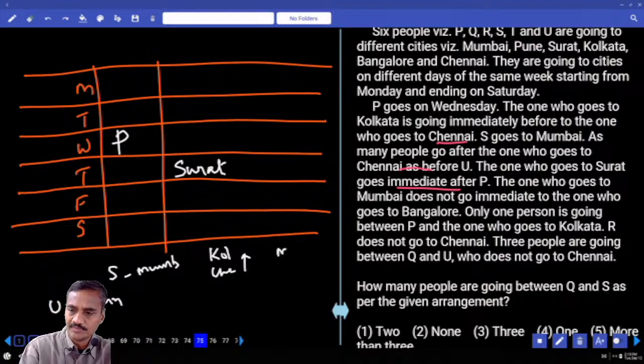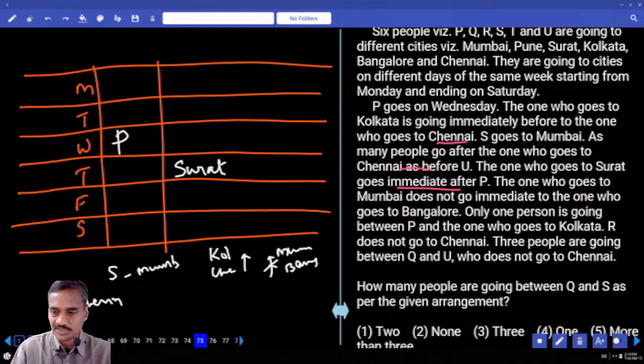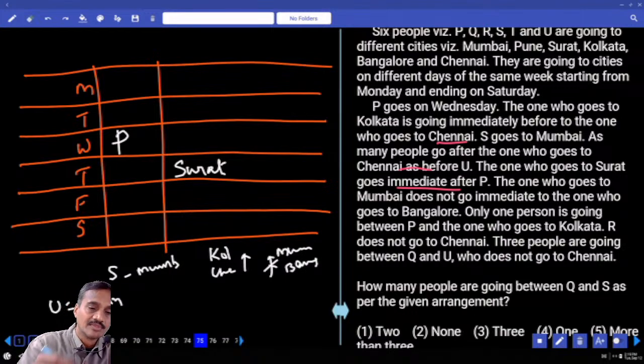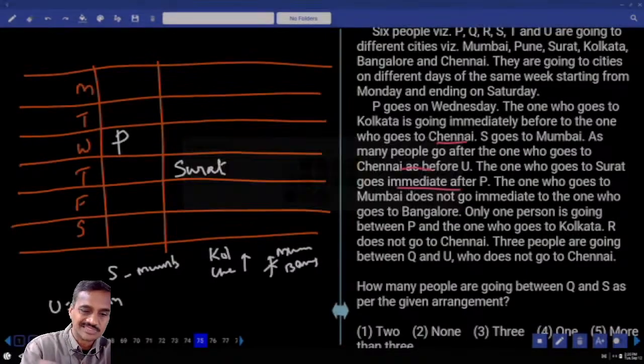Now Mumbai is not immediately before Bangalore, isn't it? No, immediately is not possible. And only one person between P and the one who is going to Kolkata. Between P and Kolkata, how many persons are there? Only one. Between P and Kolkata there must be exactly one. So how many possibilities do we have? 2 possibilities.